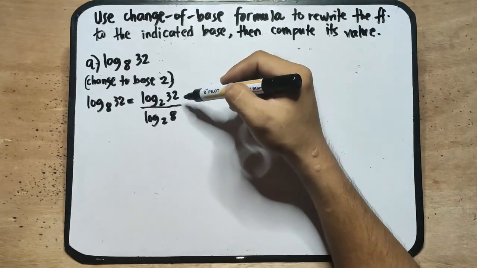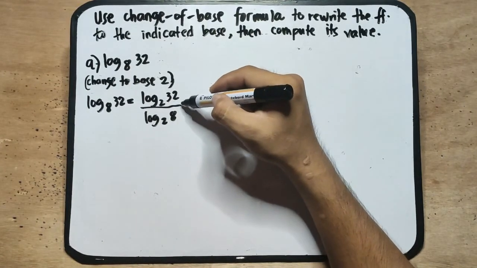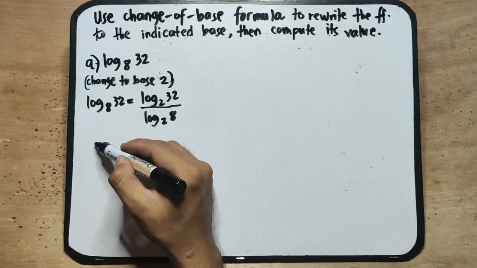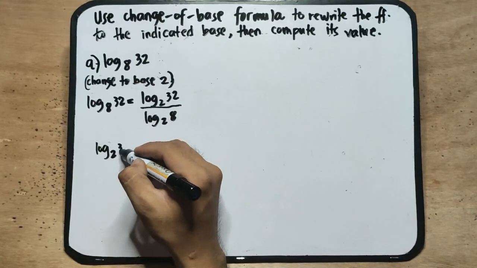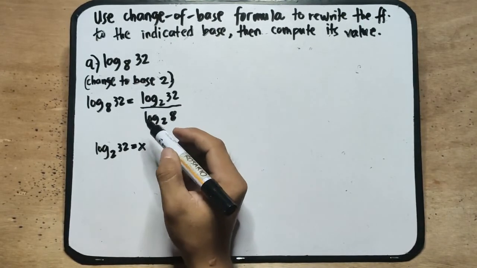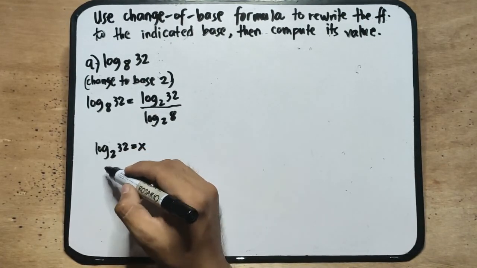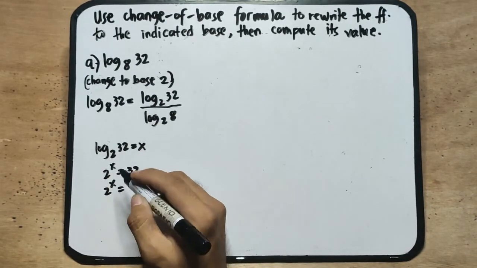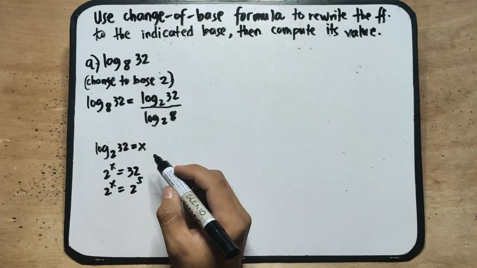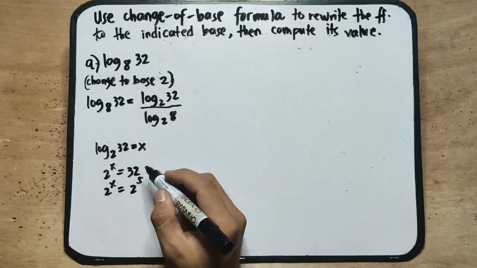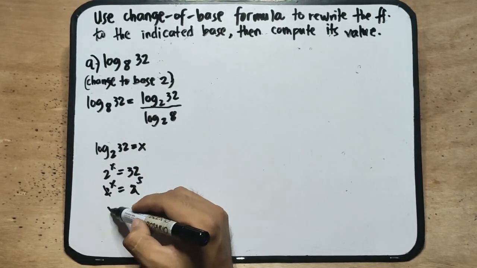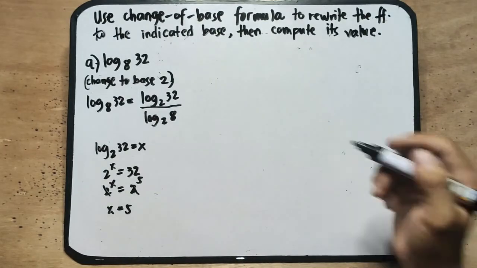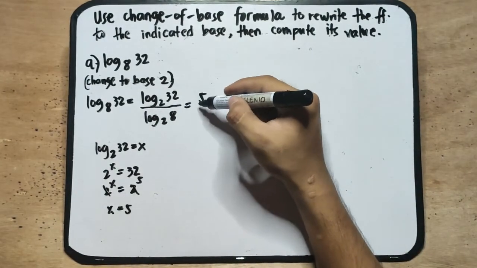So, to know their values, we first need to solve them. For the numerator, log base 2 of 32, we denote the missing value as x. Solving for this, we have 2 raised to x is equal to 32. 32 is a multiple of 2, so it can be written as 2 raised to 5, because 2 multiplied by itself 5 times is equal to 32. Since they have the same base, we can bring down the exponents. So, x will be 5. The value for the numerator is 5.